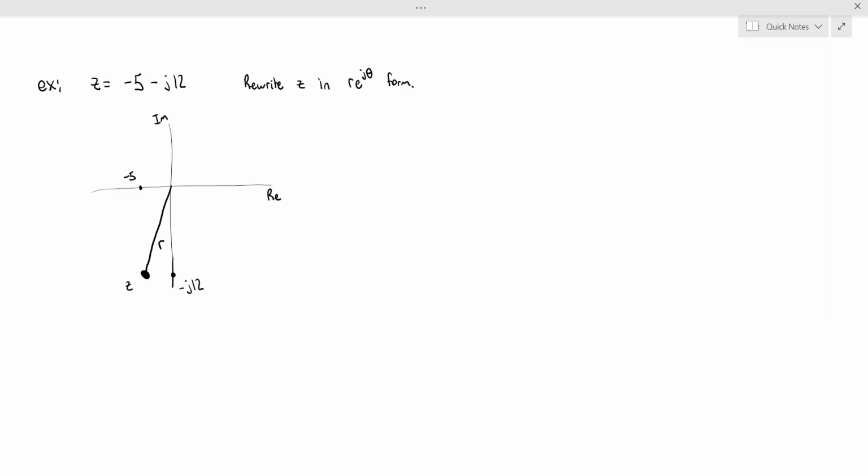And remember that we can solve for r by simply using the Pythagorean theorem. So r should be the square root of x squared plus y squared. x is -5, and y is -12 technically. So this will give us the square root of 25 plus 144. And using a calculator, you can find that this will give you 13. So we have r. Now what we also need is to find theta.